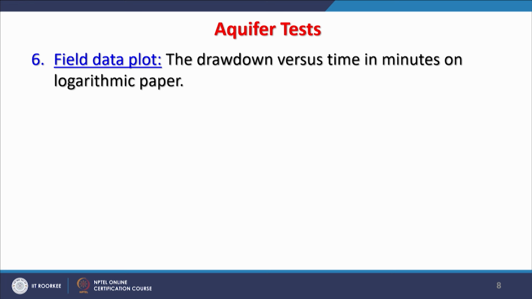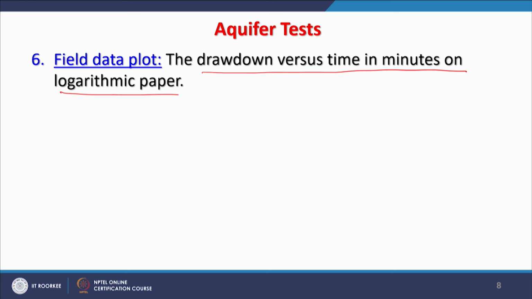Now, here the field data plot. We will be plotting the field data, that means the drawdown versus time in minutes on logarithmic paper. Recall the methods and the semi-logarithmic graph we have discussed, in which we put the time versus drawdown and would like to see how things are behaving, that means how the water level is behaving, whether we are achieving a steady state or not.